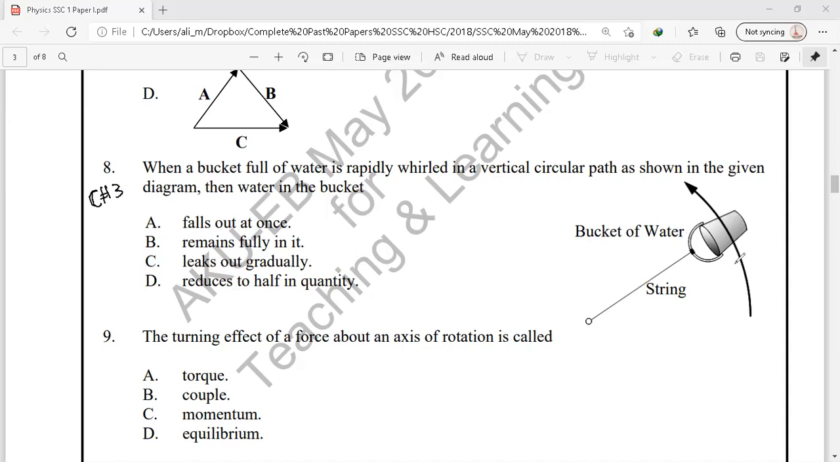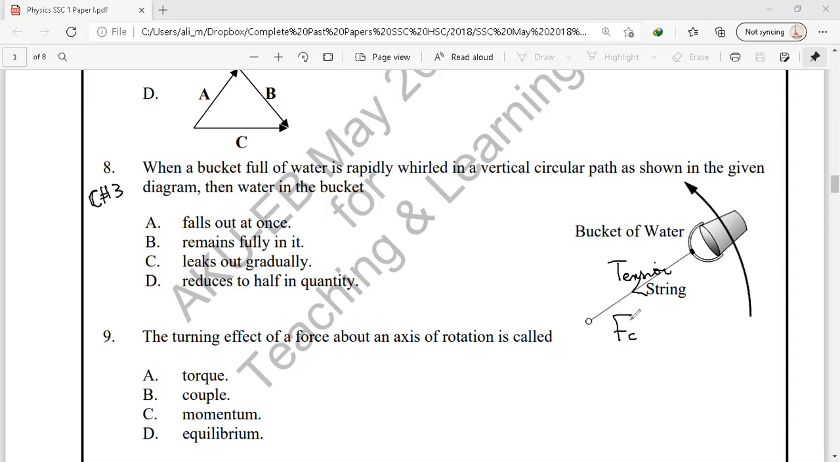So in this question, we have a bucket full of water that is whirled in a circular path connected with this string. So we know that a force in this string is the tension force, and this tension force acts as the centripetal force that moves that bucket in a circular path. So we have to tell about the water placed inside the bucket, that what happens to the water. So according to the third law of motion, every action has an equal and opposite reaction.